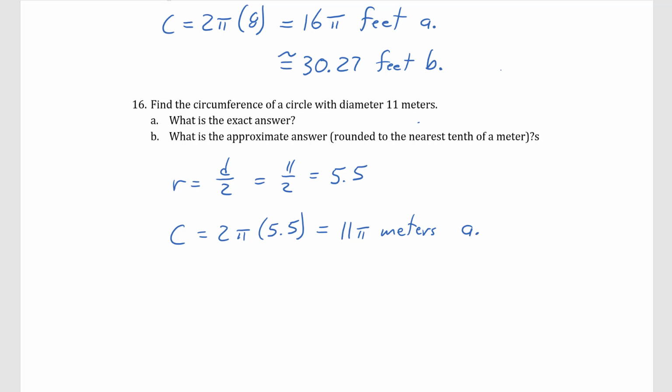Then we can go and multiply 11 by pi using the pi in your calculator. We're rounding to the nearest tenth, so we're going to get 36.4 about meters. And there you go for part B.